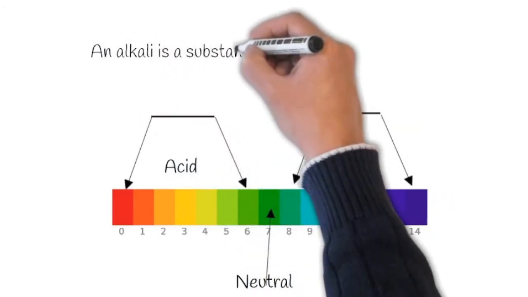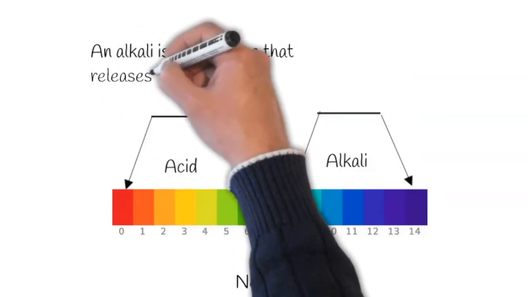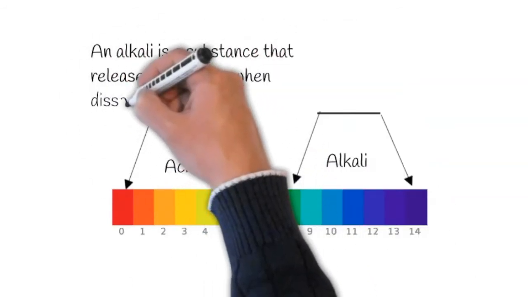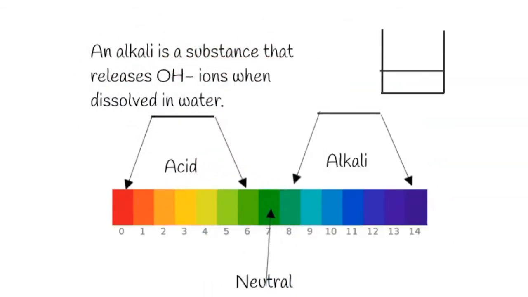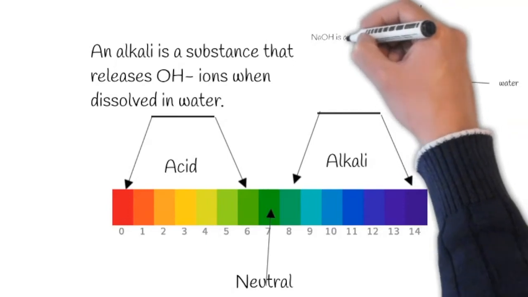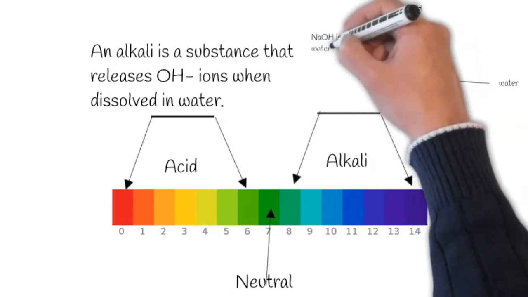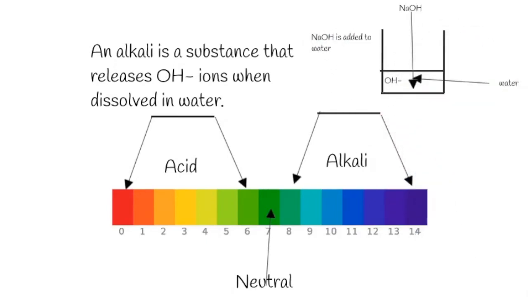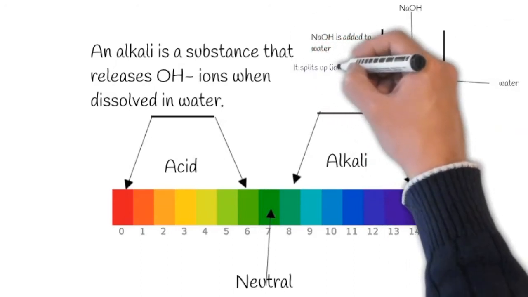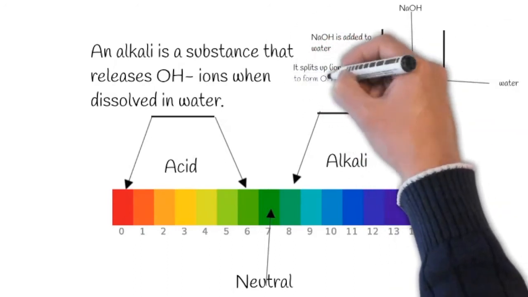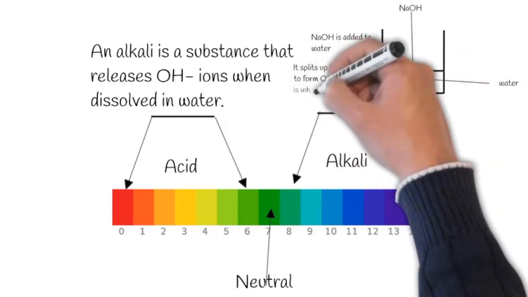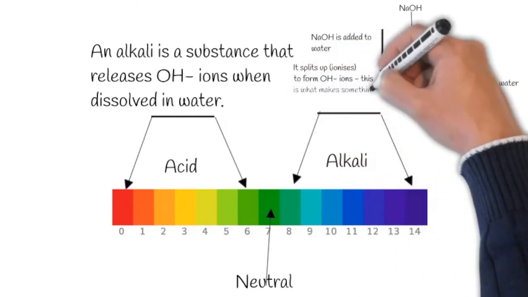An alkali is a substance that releases OH minus ions when dissolved in water. Again, here we have a beaker of water. We are going to add sodium hydroxide to this water. As you can see, the ions split up. They ionize to form OH minus ions. This is what makes something alkaline.